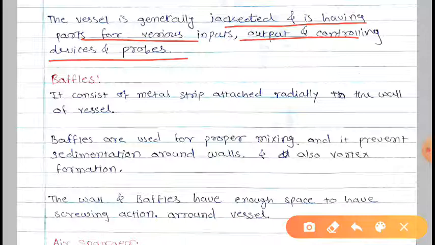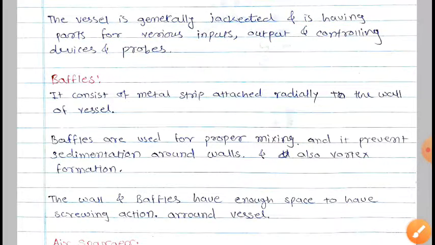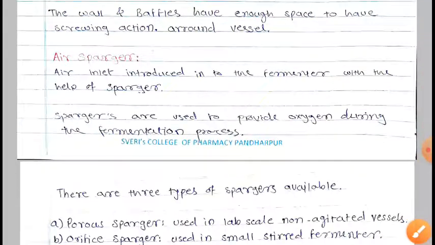The next important part is baffles. They consist of metal strips attached radially to the wall of the vessel. The baffles are used for proper mixing and to prevent sedimentation around the walls. When we start the fermenter, the baffles avoid the sticking of material to the wall of the fermenter. So that is why the baffles are used.